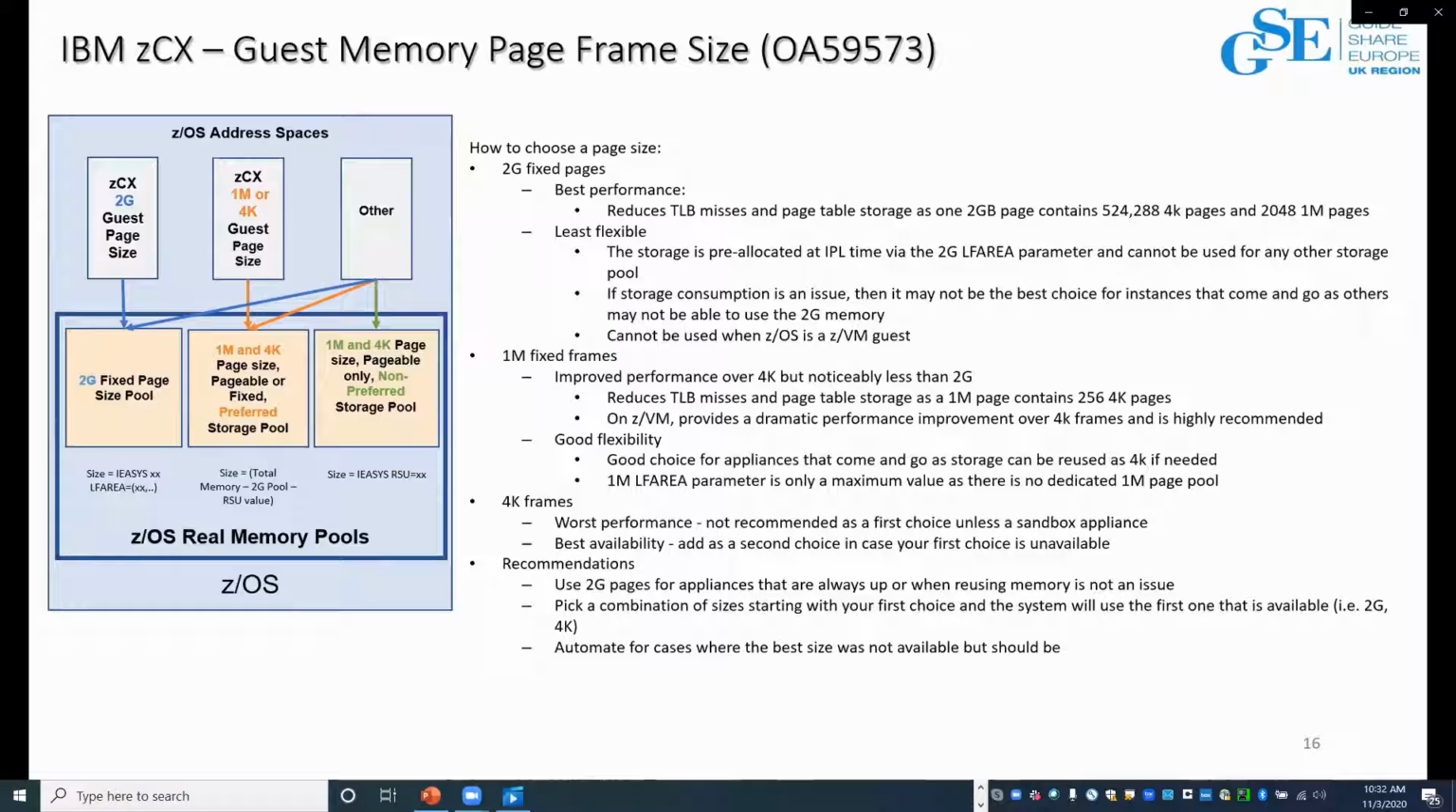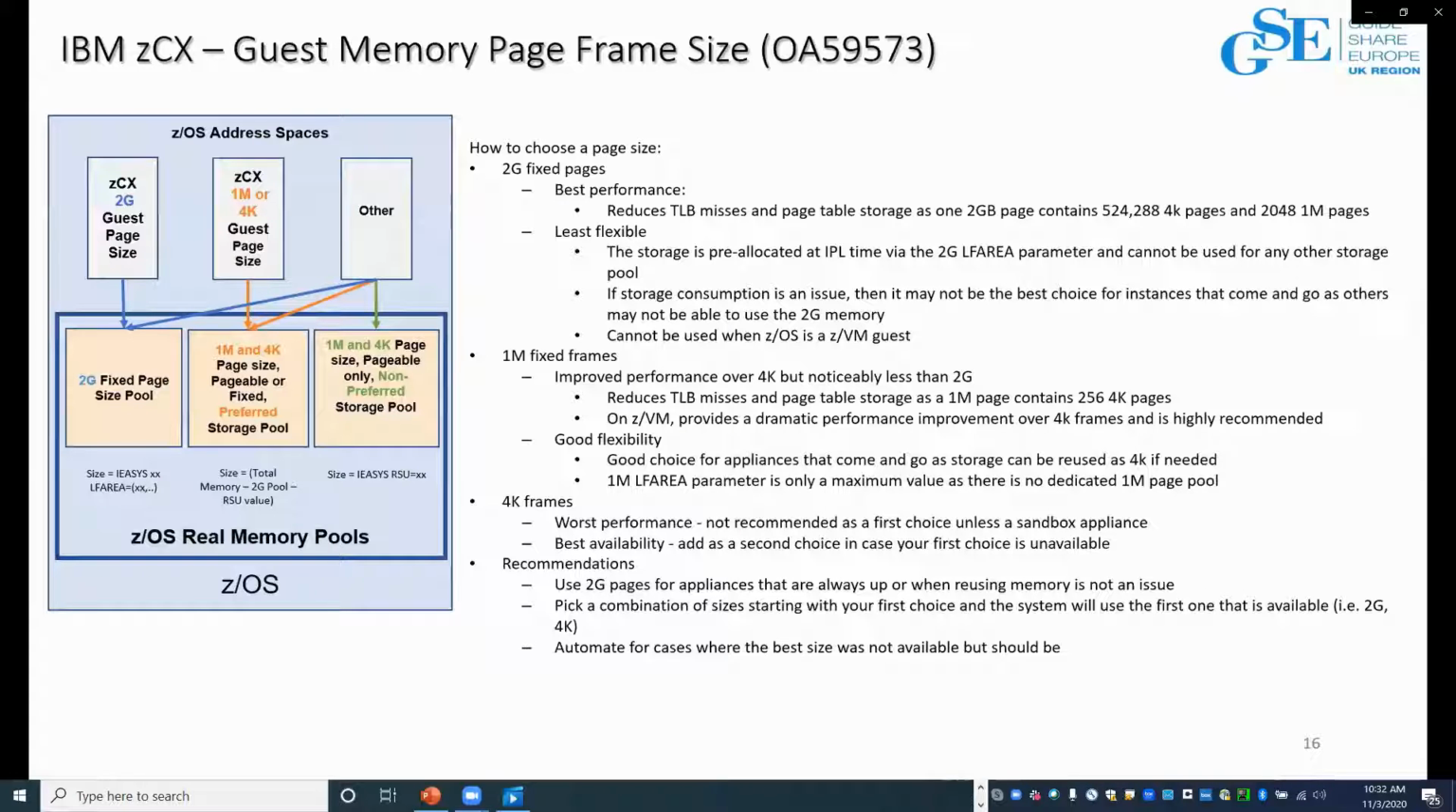1 meg fixed pages provides really good performance, much better than 4K. It's noticeably less performance than 2 gig though, right? It reduces TLB entries, all that stuff, but not as much as 2 gig. It's a screamer on z/VM. If you're running z/OS on z/VM, whether it's sandbox or not, definitely use 1 meg. It's the difference that I see on my appliance. I've got an 8 gig appliance. It's a difference between 20 minutes and 20 seconds. And I did say minutes.